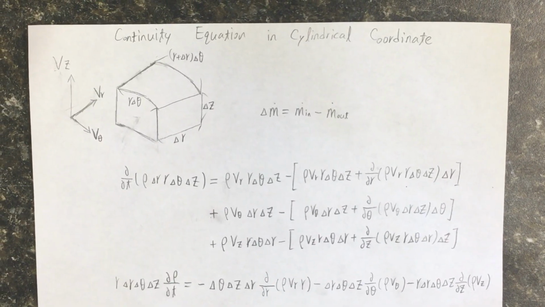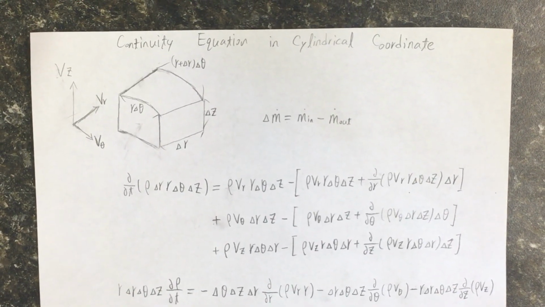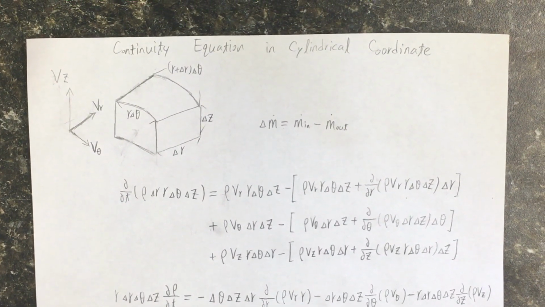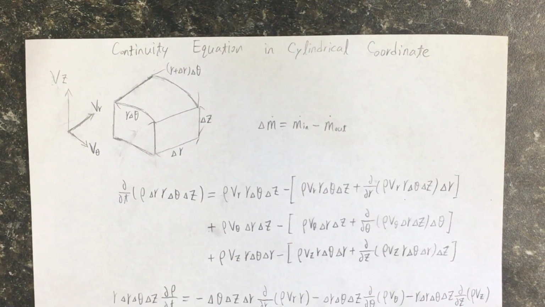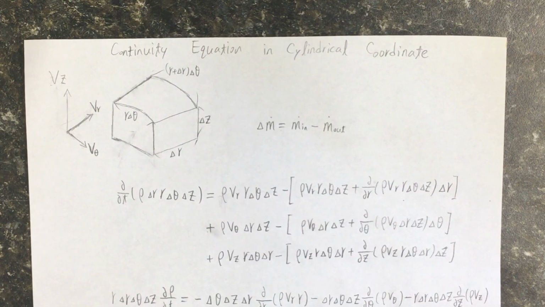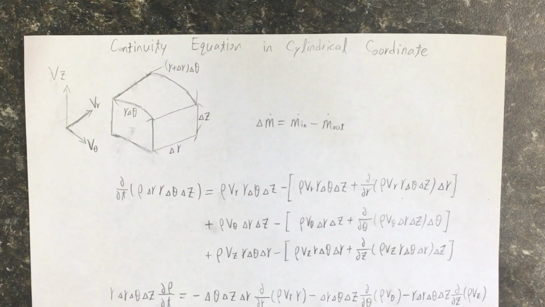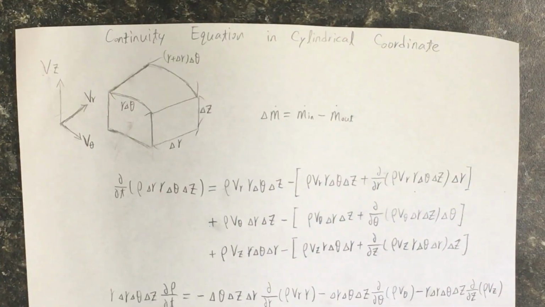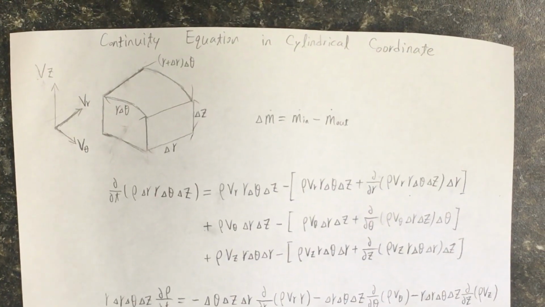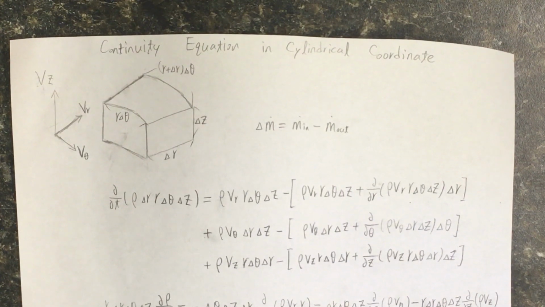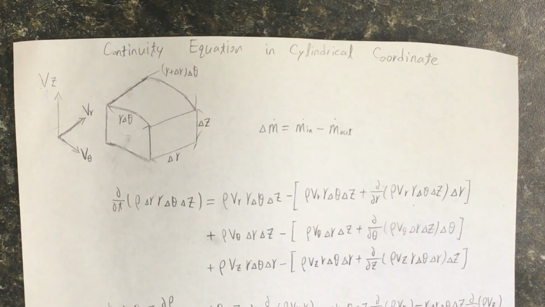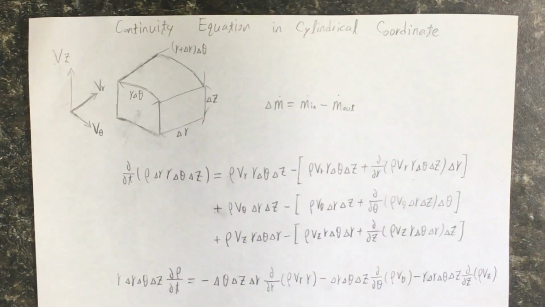Hello, my name is Hao Lo, and today I'm going to demonstrate how to derive the continuity equation in cylindrical coordinates. The first thing we have to know is that the continuity equation comes from mass conservation. So delta M is equal to the mass flow into the control volume minus the mass flow out of the control volume.